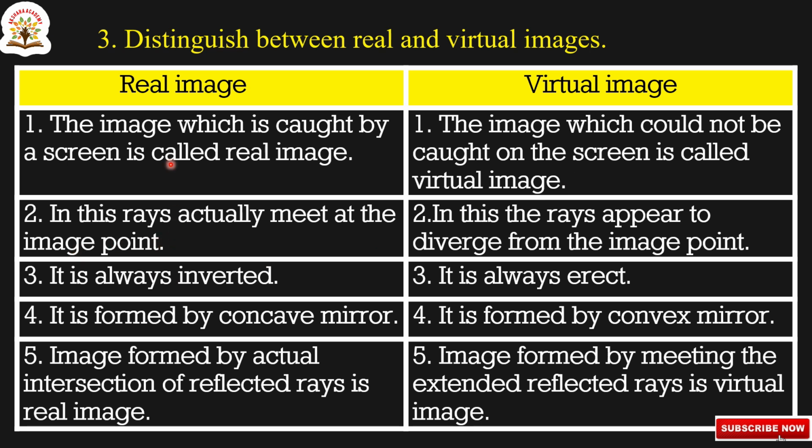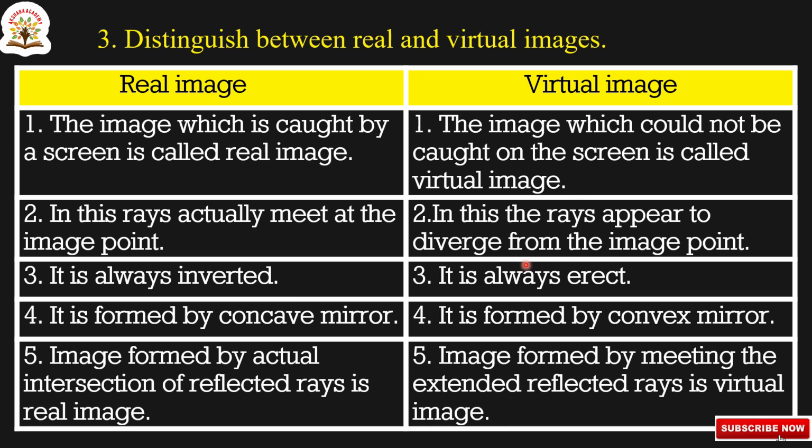In the real image, the rays actually meet at a point. Here in the virtual image, the rays appear to diverge from the image point. A real image is always inverted. A virtual image is always erect. A real image is formed by a concave mirror, and a convex mirror always forms virtual images. The image formed by actual intersection of reflected rays is a real image. The image formed by meeting of the extended reflected rays is a virtual image.